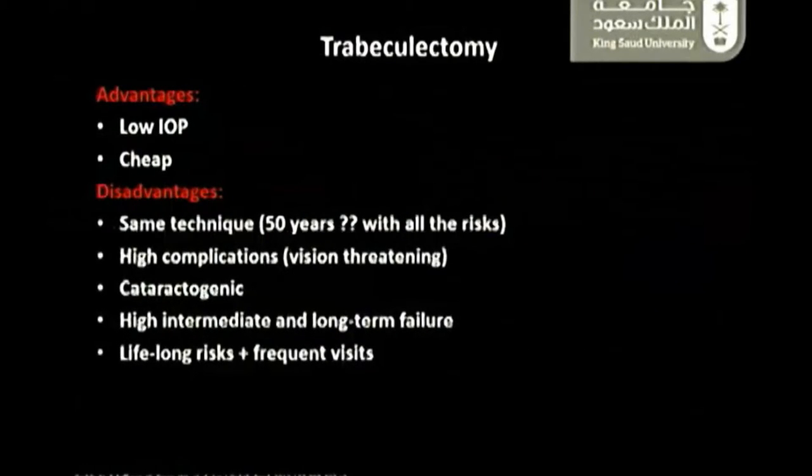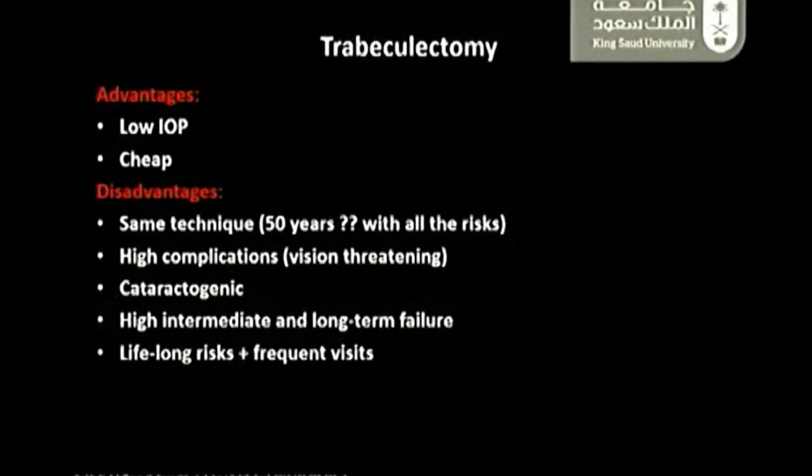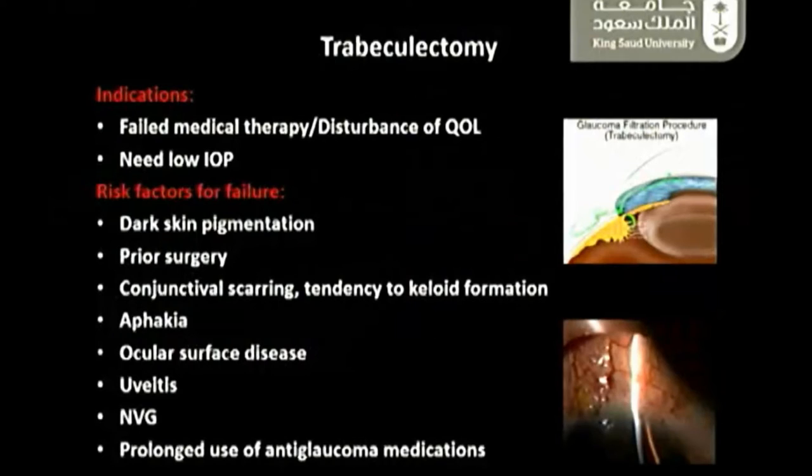The advantages of trabeculectomy are that it can lower the intraocular pressure, and it's a cheap procedure. You can do it in any place. You don't require lots of instruments to do it. However, we have certain disadvantages. It's actually the same technique since 50 years ago, so it did not evolve so much. There is a somewhat higher rate of complications compared to other modern anti-glaucoma surgeries, and some of these complications are vision-threatening. It's cataractogenic, and it has high intermediate and long-term failure, and the lifelong risk of failure and complications exists as well. And it needs frequent postoperative visits to monitor for any complications.